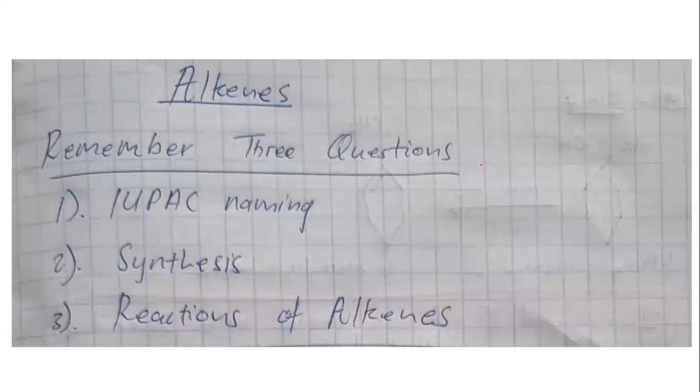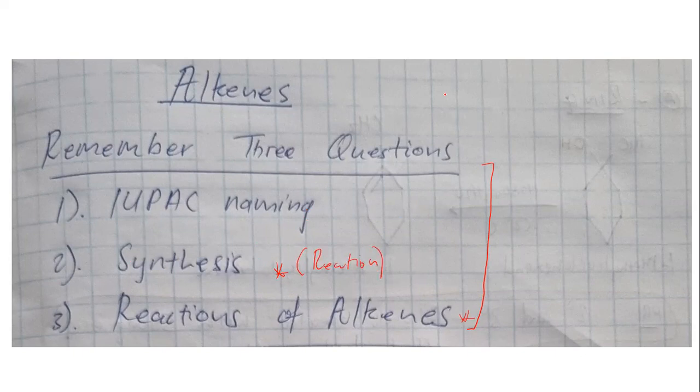these are the 3 questions that I was actually talking about. Remember, 3 questions: the IUPAC naming of the alkenes, the synthesis of alkenes, and the reactions of the alkenes. So I'm only going to focus on part number 2 as well as part number 3. When you talk about the synthesis, we are talking about the formation of alkenes. And then these syntheses are also called reactions.